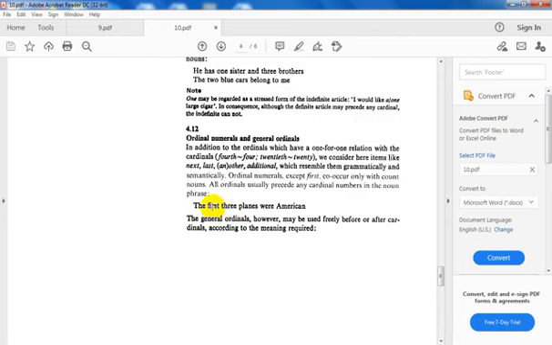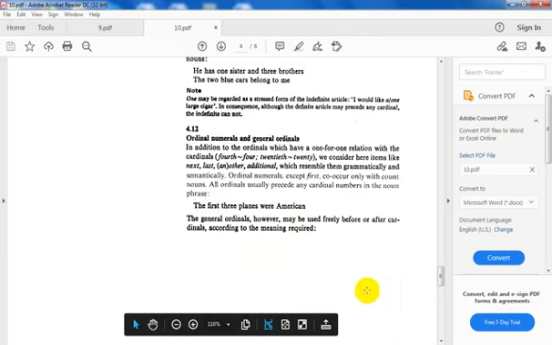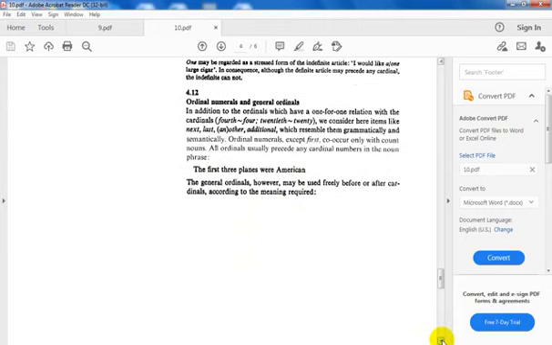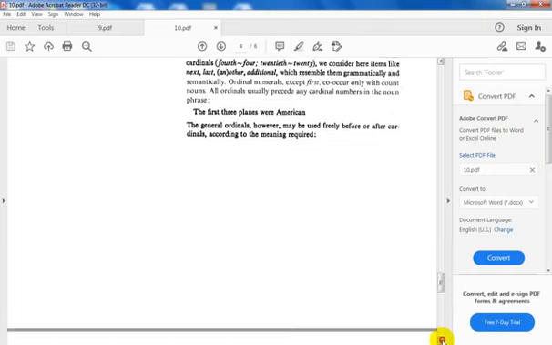فإذا عندك cardinal و ordinal المفروض تخلي الاوردينال وبعدين تخلي الكاردينال. لكن if you have general ordinal, however, may be used freely before or after cardinal according to the meaning required. إذا عندك ordinal و cardinal according to the meaning you want تستخدم.